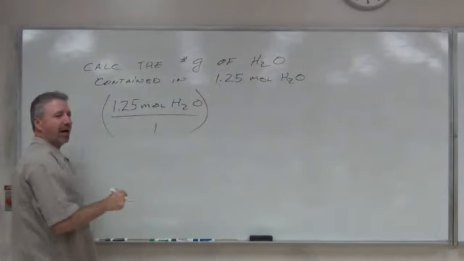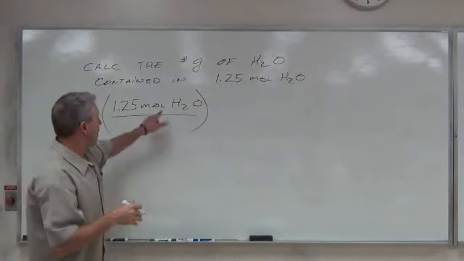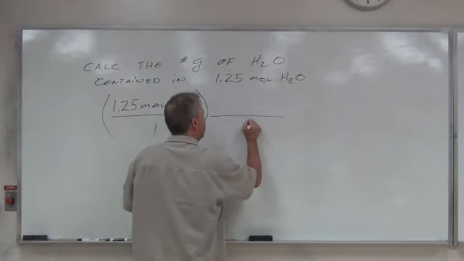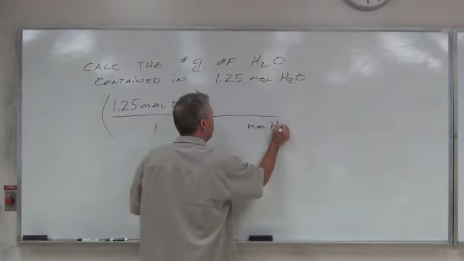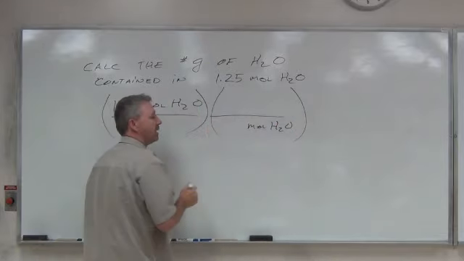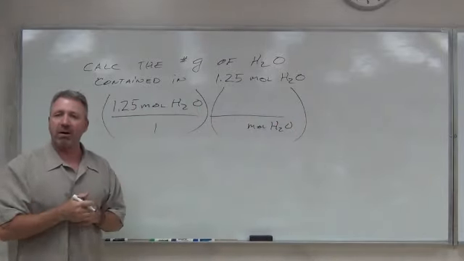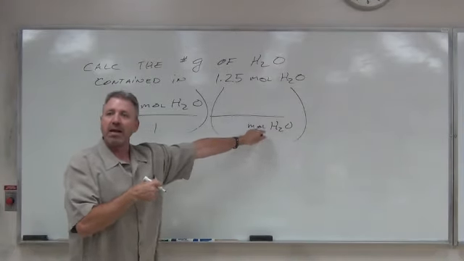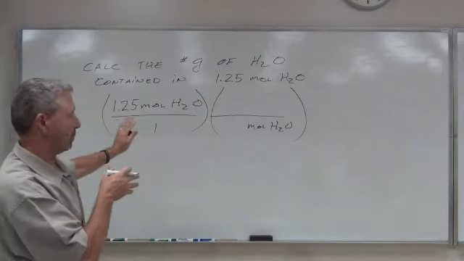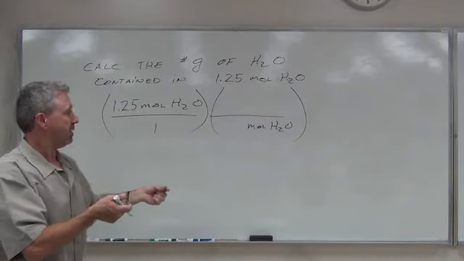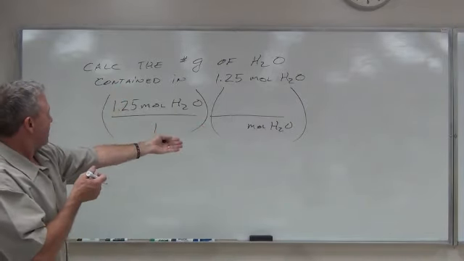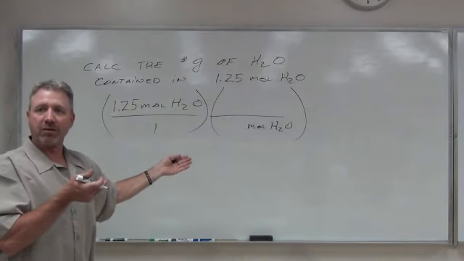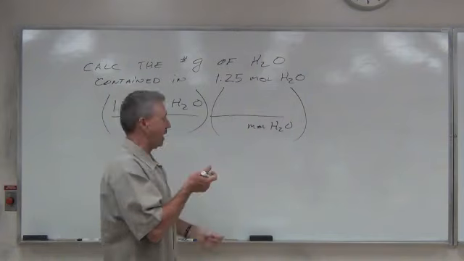Again, I don't have a clue where I'm going to go, but in order for me to get rid of that unit, it has to be in the bottom on the next one. I haven't even thought about where I want to go yet. I just wrote down my given, and I put that unit in. Now I'm going to take a step back and think about a strategy. I need grams. I have moles. I know a gram per mole conversion. I can get that from the periodic table, right?